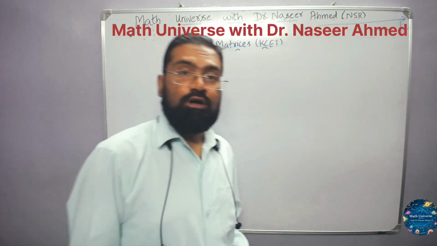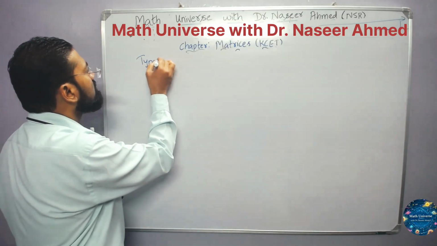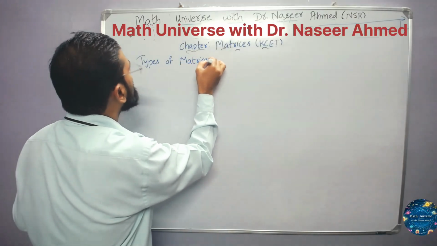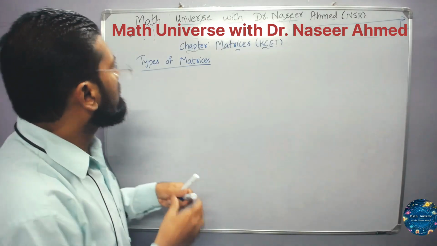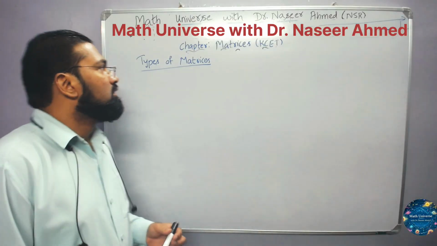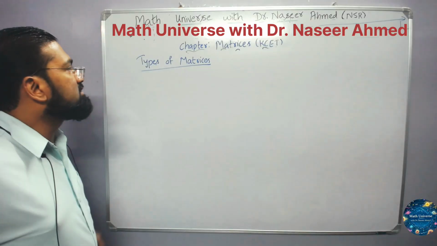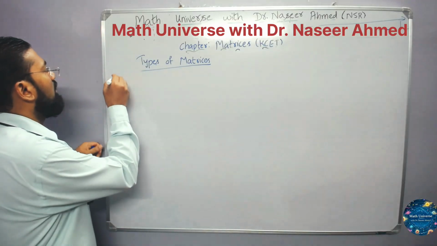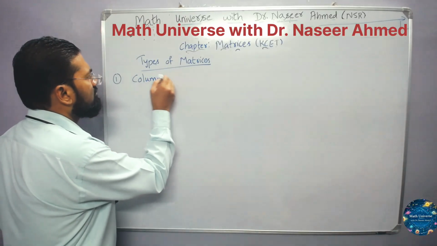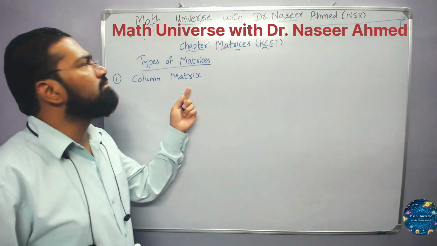Now, dear students, let us move on to the next topic, that is types of matrices. I feel the ink is a bit not bright, so let's fill the ink. So moving on to types of matrices. The first matrix is a column matrix. Understand, matrix is singular, matrices is plural.